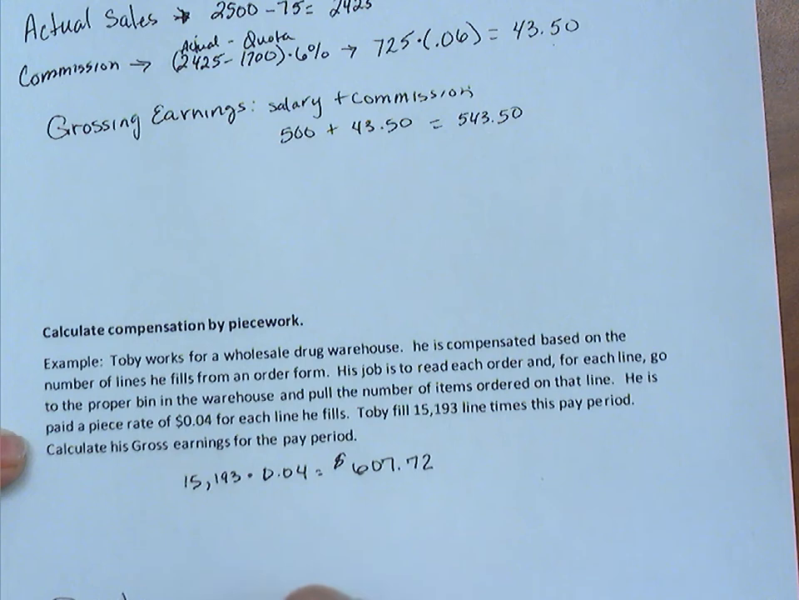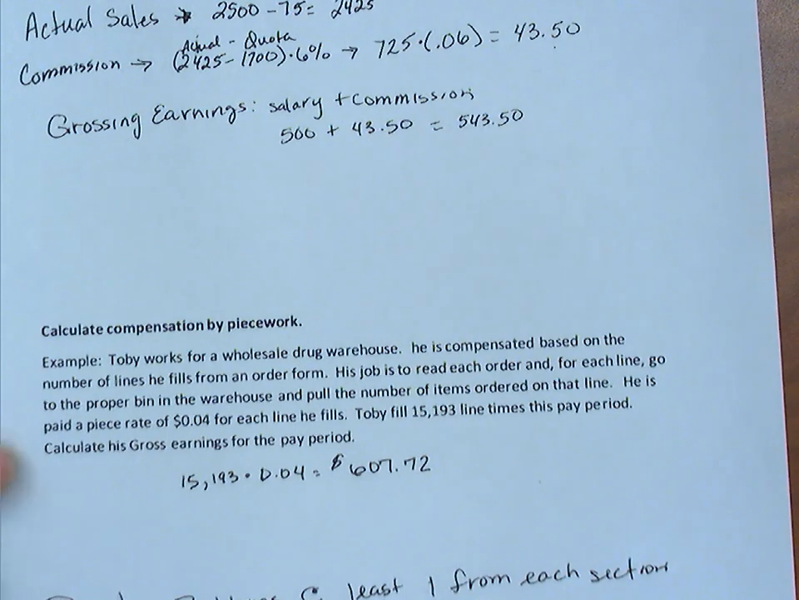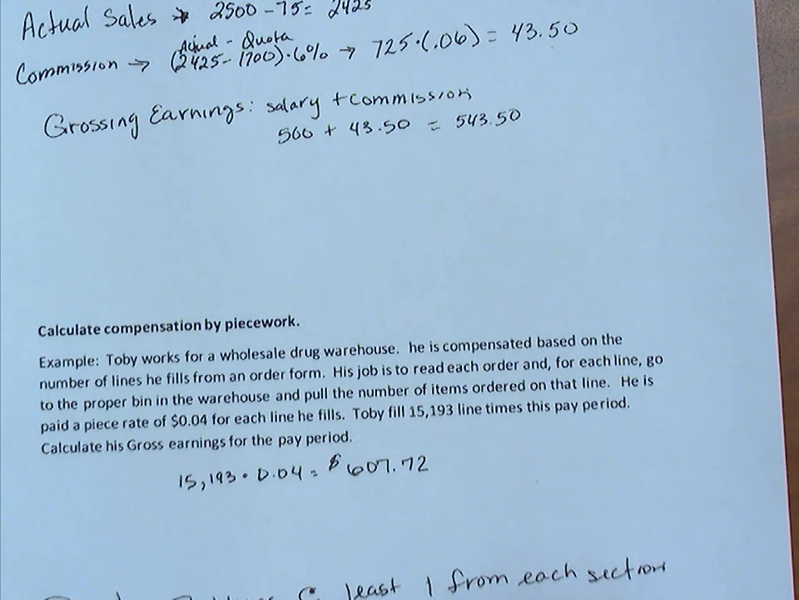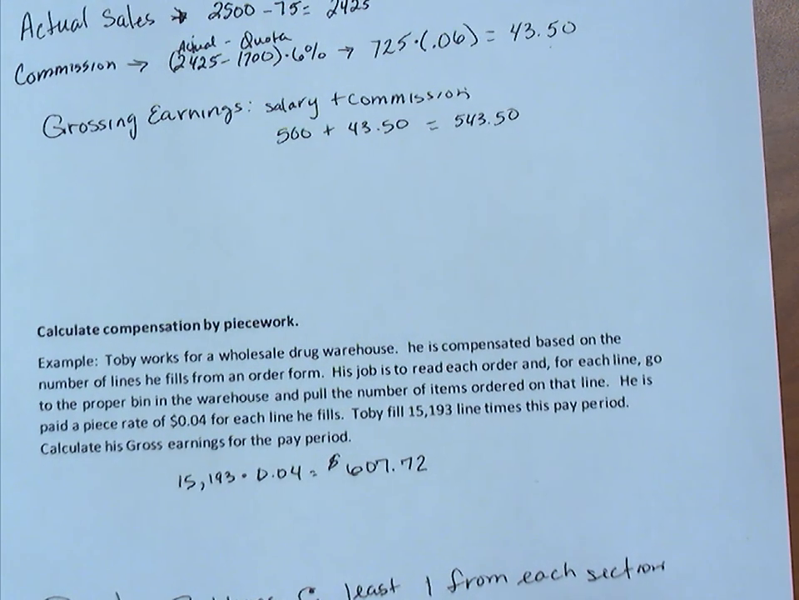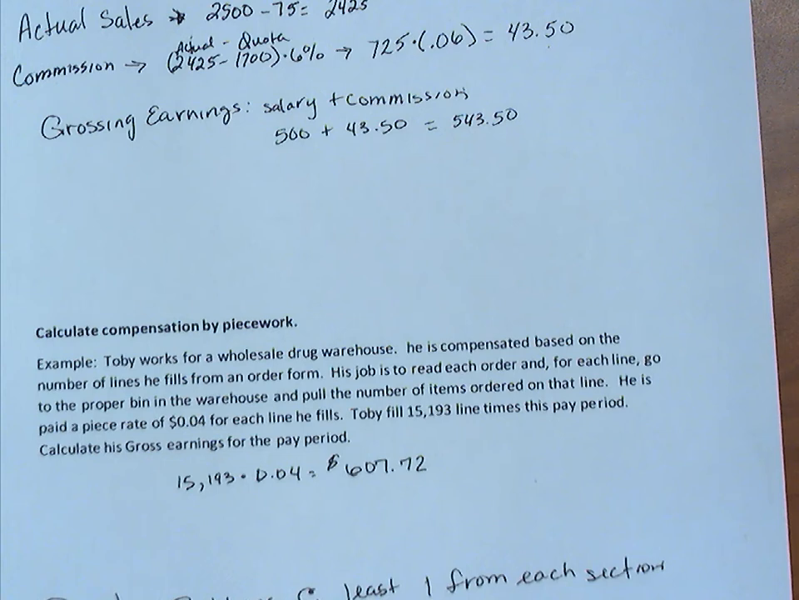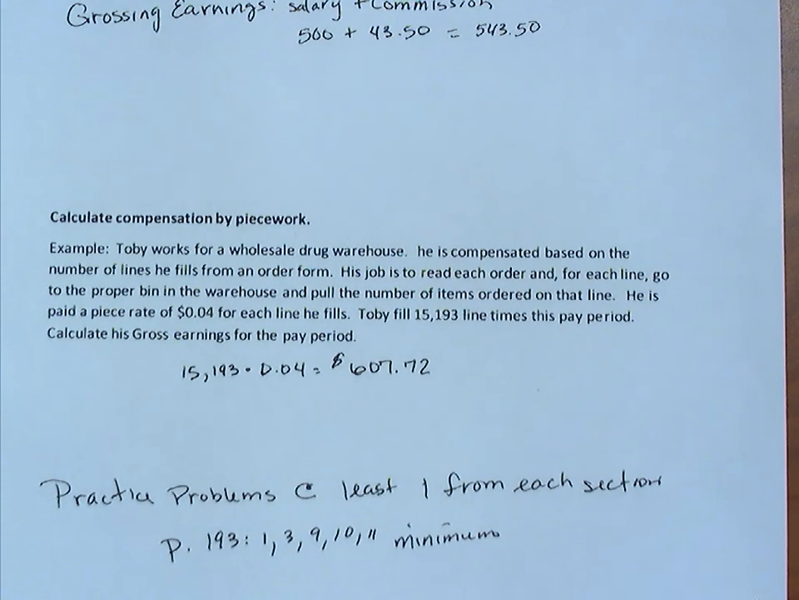Okay, now, if you're good with that information, I want you to do practice problems that you choose, at least one from each section. And my suggestions would be that you do problems from page 193, 1, 3, 9, 10, and 11 at minimum. If when you're done with those you feel very confident, let me know and you can take your exit ticket.